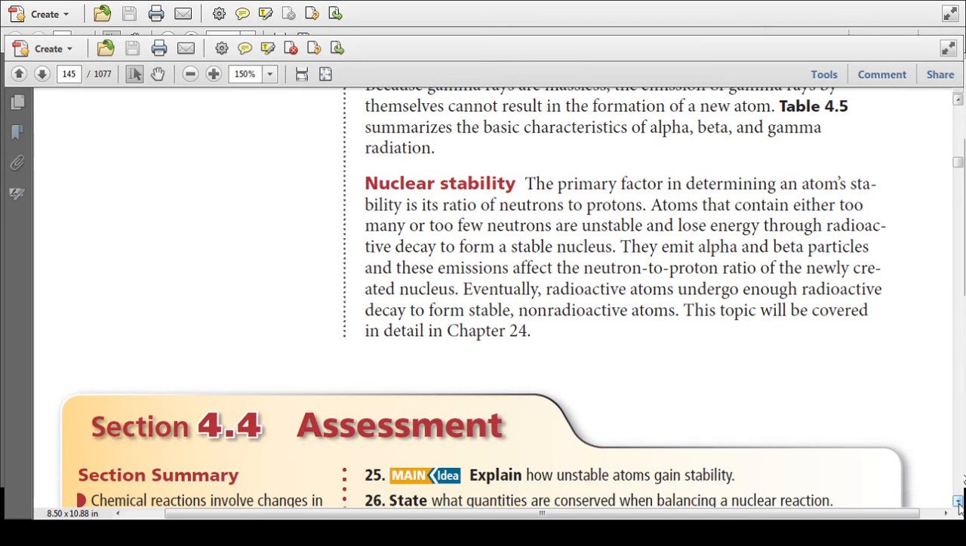The primary factor in determining an atom's stability is its ratio of neutrons to protons. Atoms that contain either too many or too few neutrons are unstable and lose energy through radioactive decay to form a stable nucleus. They emit alpha and beta particles, and these emissions affect the neutron to proton ratio of the newly created nucleus. Eventually, radioactive atoms undergo enough radioactive decay to form stable, non-reactive atoms.